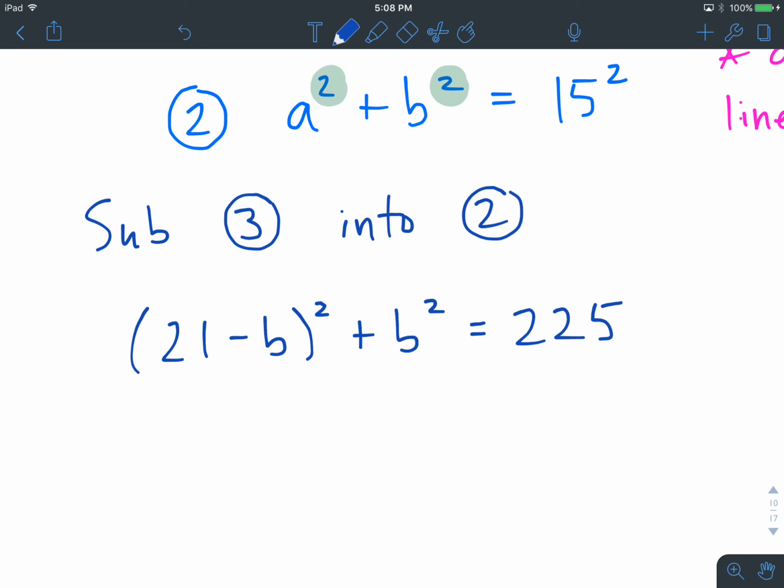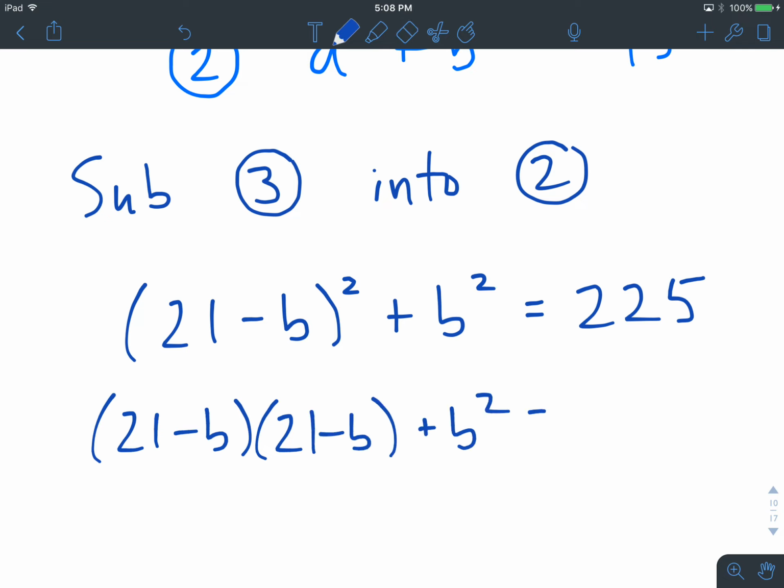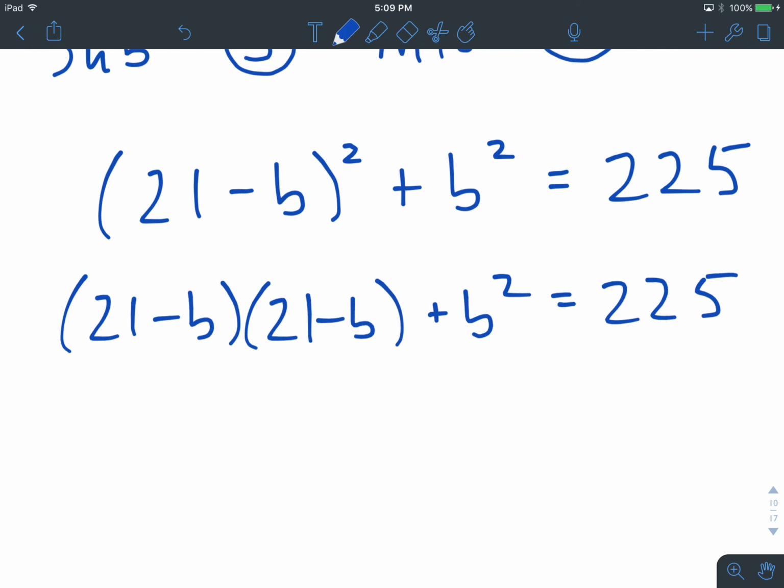I'm going to do a full rewrite on this particular step because it's 21 minus b squared, which means 21 minus b times 21 minus b, plus b squared equals 225. So now let's go expanding out. We're going to start by doing 21 times 21. That's going to give us 441.